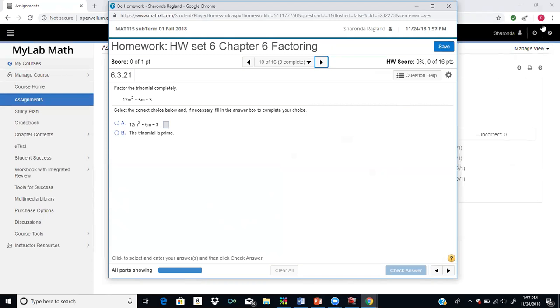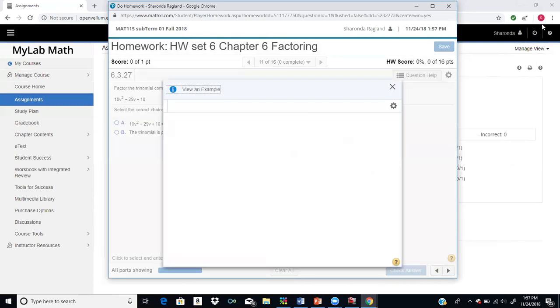Same thing here. Now again, every trinomial is not factorable, so some of them may not be factored. You may go through the process, and then you learn that there's nothing you can do. It's prime. So if it's prime, then it's prime. And let me see if they give you an example.